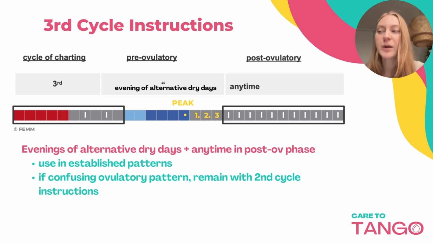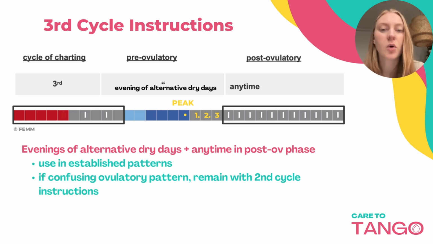And therefore, there would be no possibility of pregnancy during the remainder of this cycle. And remember that we are waiting till the fourth day after peak day because we want to make sure that ovulation has passed and the egg has dissolved. During our pre-ovulatory phase, we are still using the evening of alternative dry days because this is a high pregnancy risk area and we are still trying to learn our cervical mucus and what we are actually seeing.